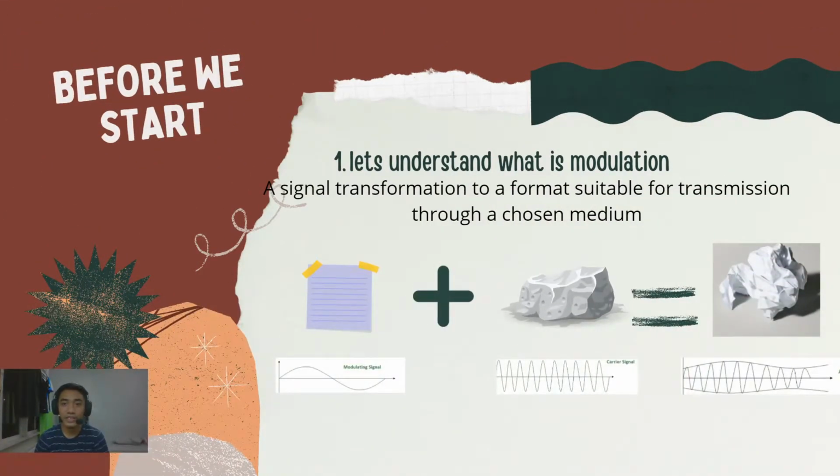Now I will explain what is actually modulation. Modulation is a signal transformation to a format suitable for transmission through a chosen medium. Actually, the paper indicates the modulating signal. The stone is the carrier signal. When we combine these two, we are creating the modulated signal. So that's how we transmit the signal.